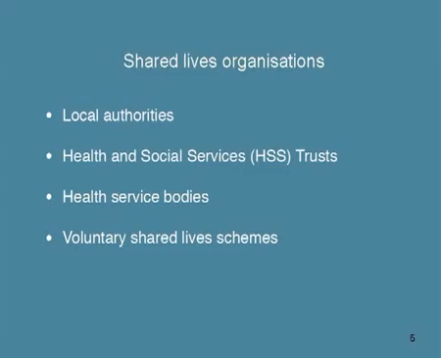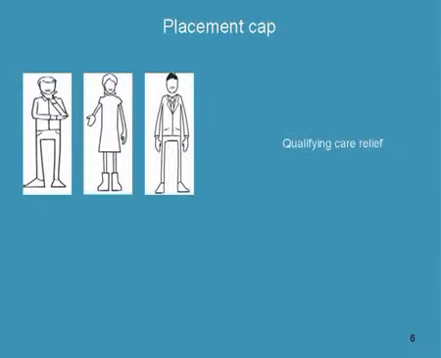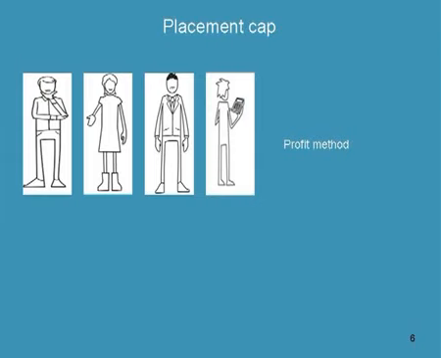When you use qualifying care relief, there's a limit to the number of service users you can have in your home at any one time. This is called the placement cap, and you can use qualifying care relief for up to 3 service users at any one time. You could have a different service user every week during the year, 52 service users in total. You'll still be within the placement cap as long as you never had more than 3 at the same time. If you do ever have more than 3 service users in your household at the same time, then you have to use the profit method.